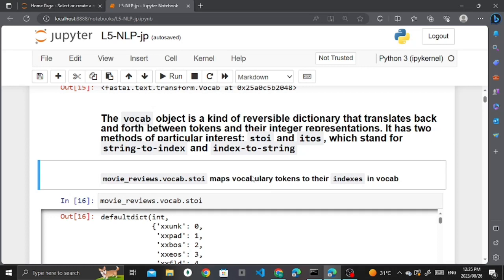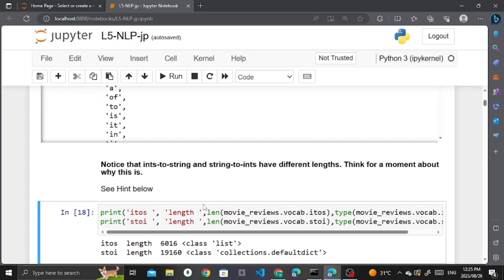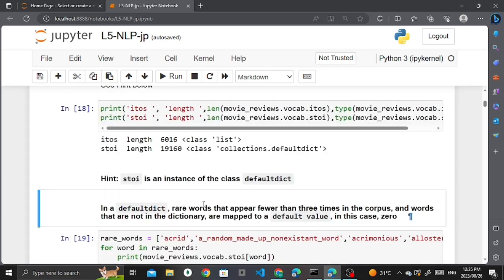So let me read this as well. The vocab object is a kind of reversible dictionary that translates back and forth between tokens and integer representation. It has two methods of particular interest, stoi and itos, which stand for string to integer and integer to string. Okay, so string to index and index to string. Here we are using two attributes in total: the first one is vocab and the second one is stoi. This is how we do it. Then I have some interesting queries about stoi and itos that I would recommend you to see after this lesson.